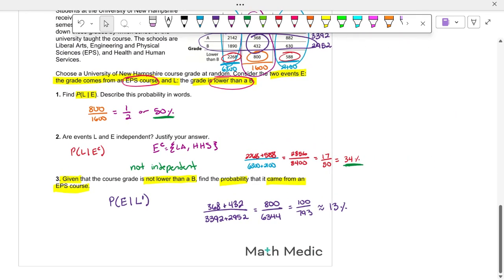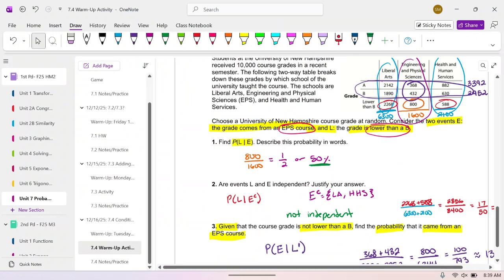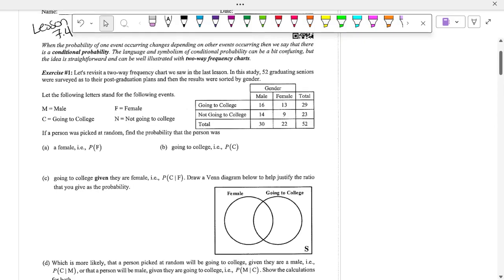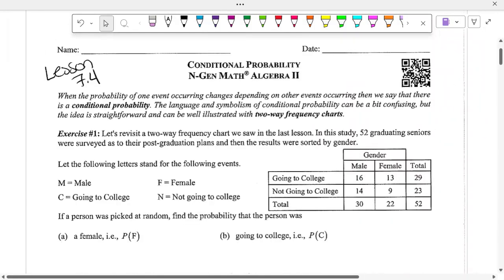All right, so this was kind of a prelude into conditional probability just to get you thinking about it. So go ahead and put that away for right now and take out your packets and go to page 15. All right, so guys, you should have your packet out. Page 15 should be open.